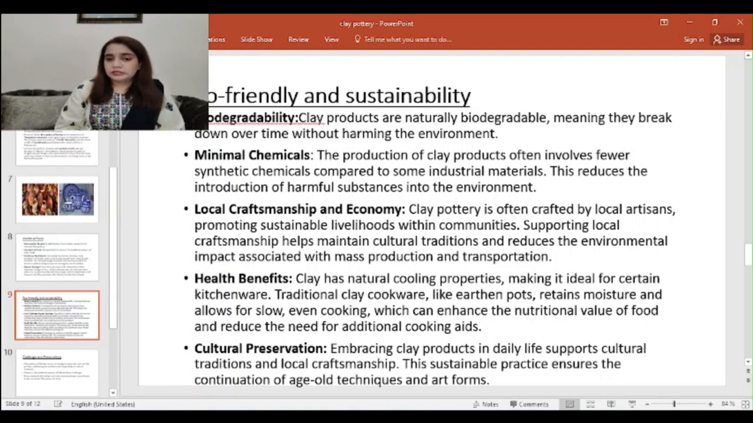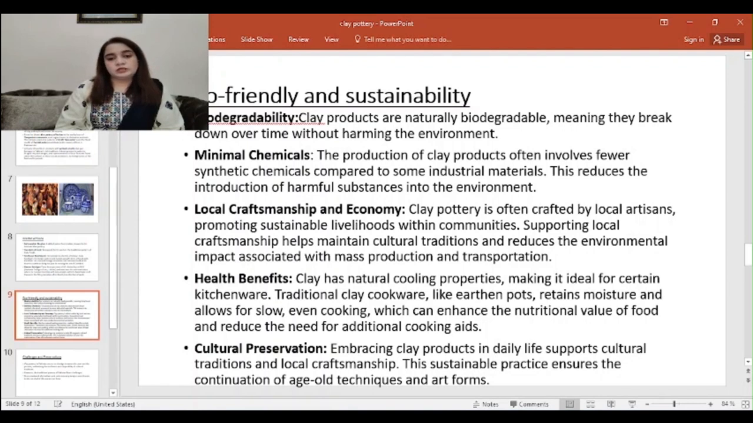Health benefits. Clay has natural cooling properties, making it ideal for certain kitchenware. Traditional clay cookware like earthen pots retains moisture and allows for slow, even cooking, which can enhance the nutritional value of food and reduce the need for additional cooking aids.